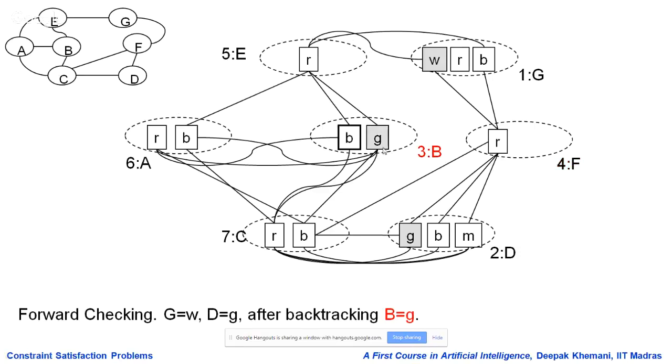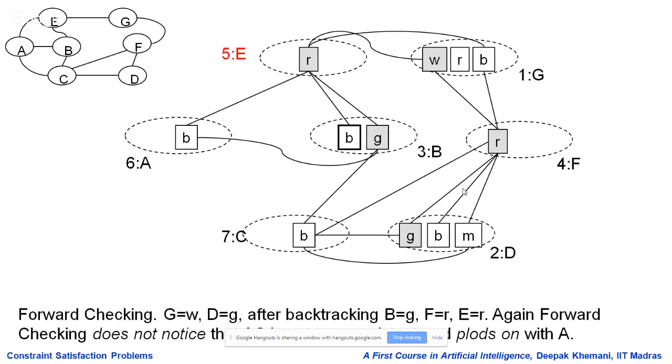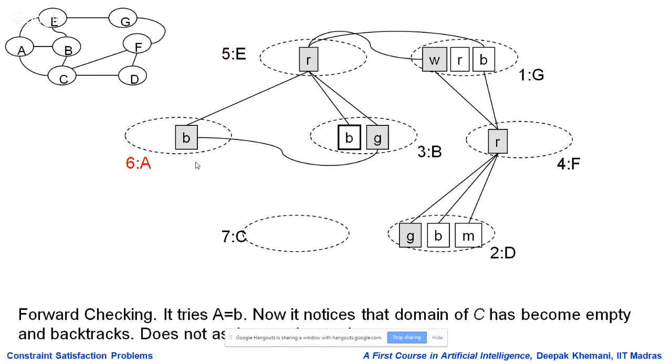So the second variable, 3, that is green, which is available, we choose that. Then we choose a value red for variable F. Then we go to the fifth variable, which is E, and we choose a value red for that, which is consistent with what you have seen so far. Then we go to the sixth variable, we choose a value B for that, and again we find that the domain of C has become empty.